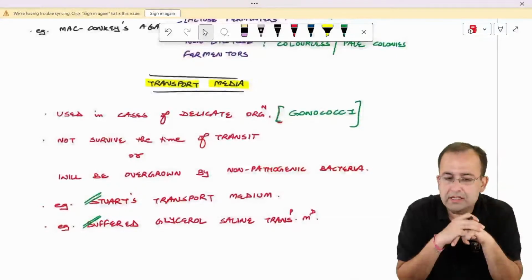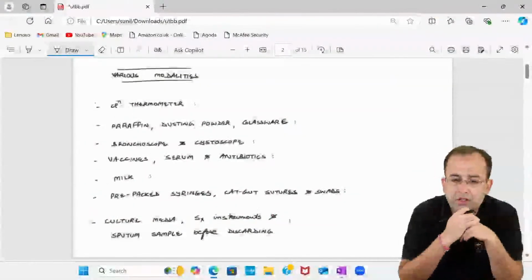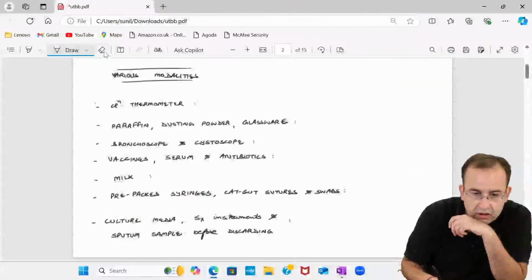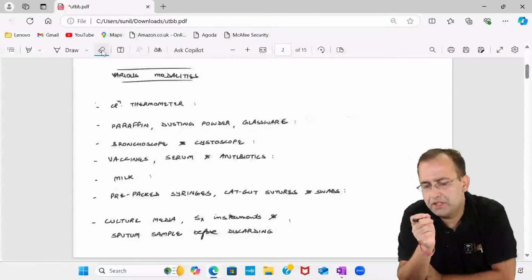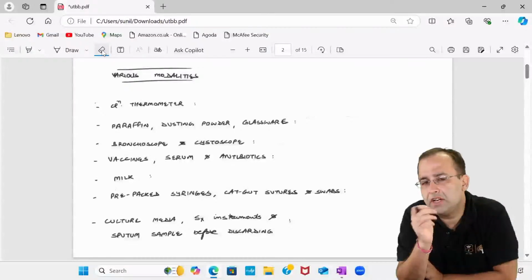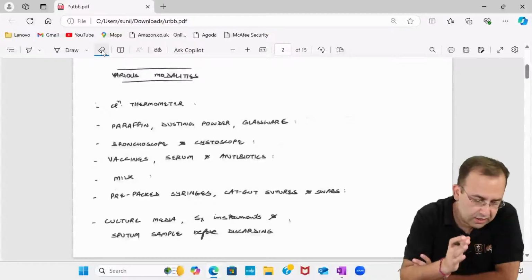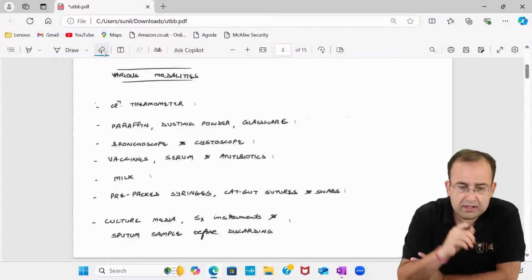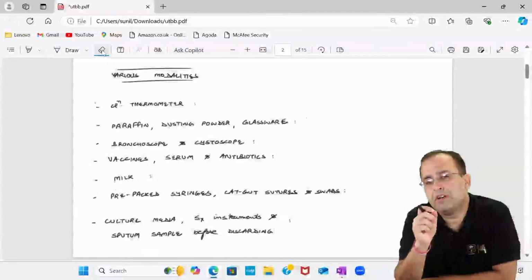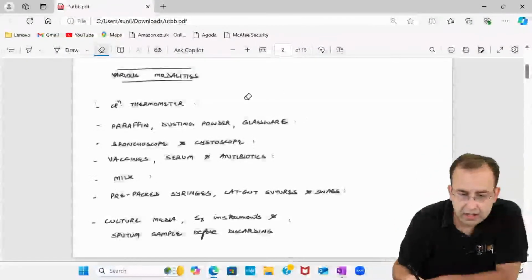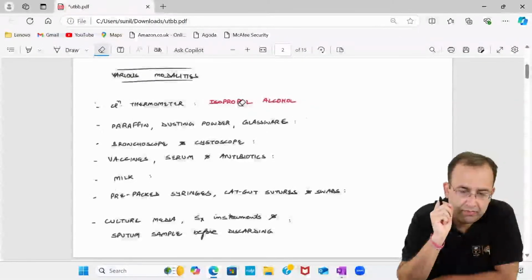So this gets us to the next topic, that is, the various modalities for sterilization of these things. Starting with clinical thermometer. We cannot use the same thermometer from patient to patient. We sterilize the clinical thermometer using alcohol, isopropyl alcohol.